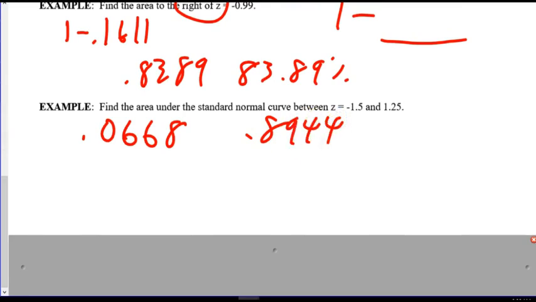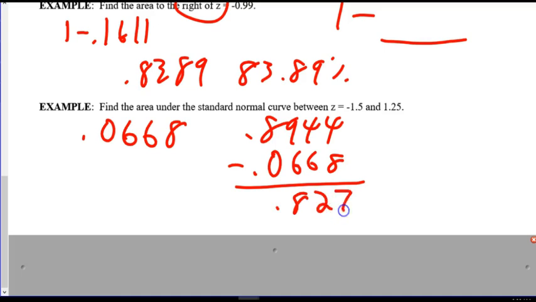And all we're going to do is subtract those. 0.8944 minus 0.0668. And that is 0.8276, about 82.76% of the data is in between those two z-scores.